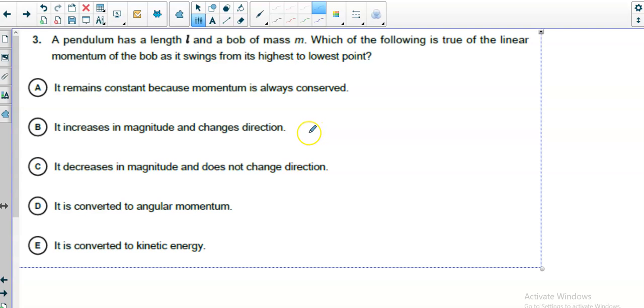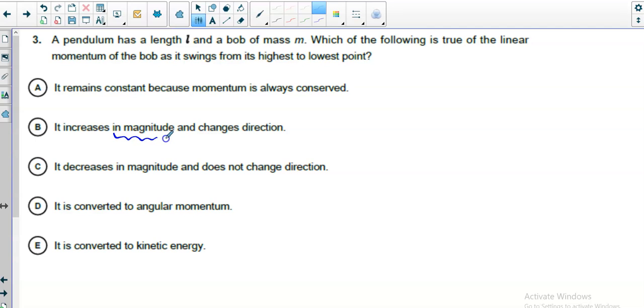It increases in magnitude and changes direction. I'm not disliking that answer. It definitely gets to be more as it falls downward. It picks up speed. And momentum is mv, and so v would get larger as the pendulum goes from here to here. It does increase in speed. Certainly the direction is changing. It's going this way, and then it's going straight across, and so forth. So I kind of like B.